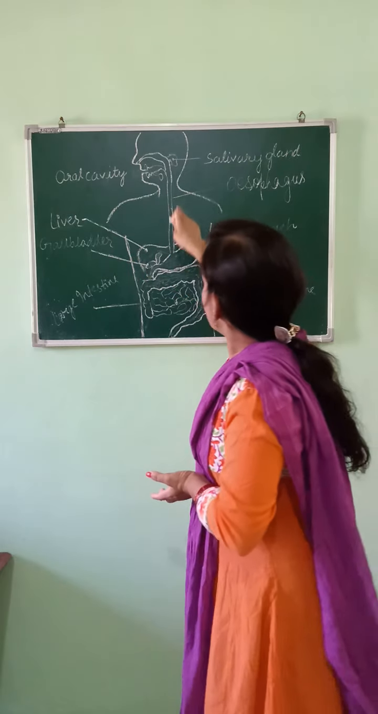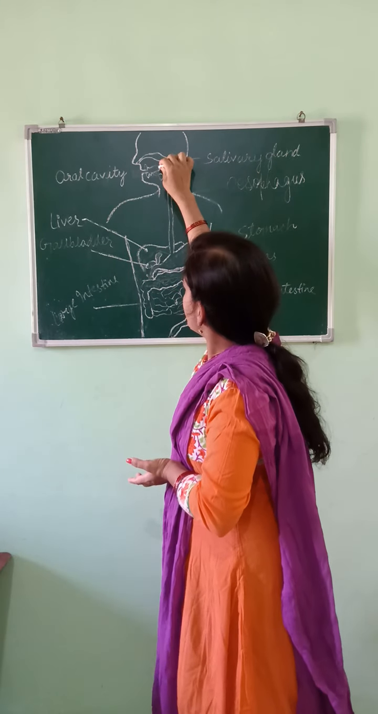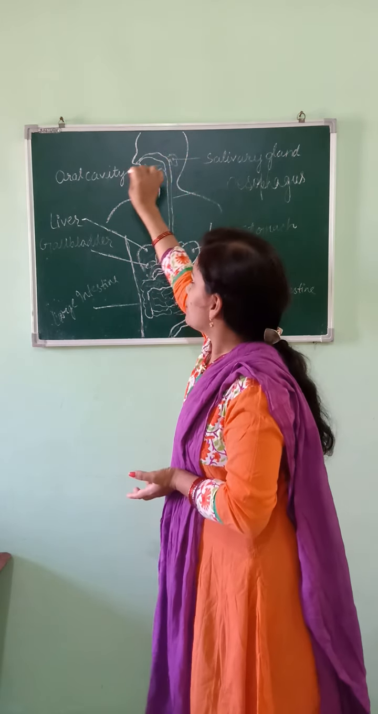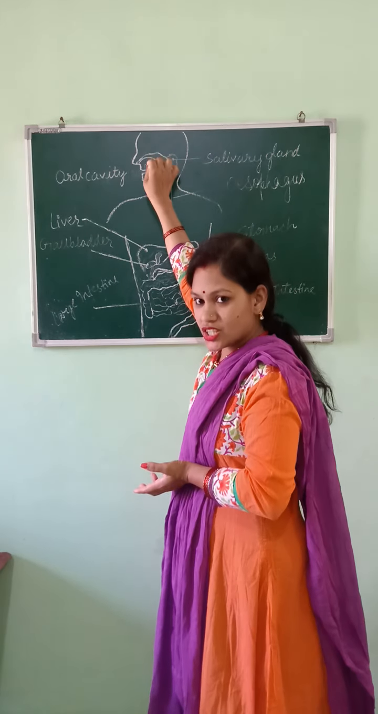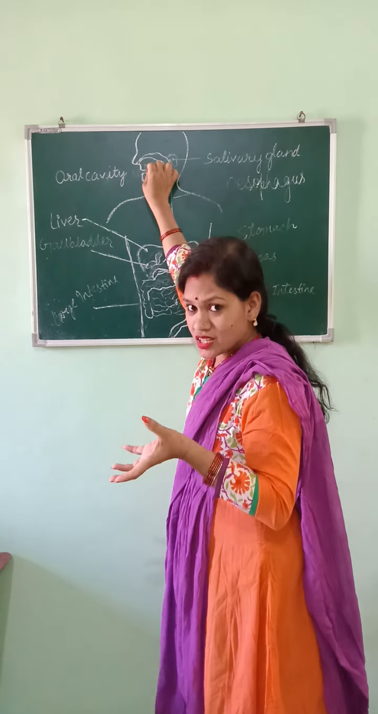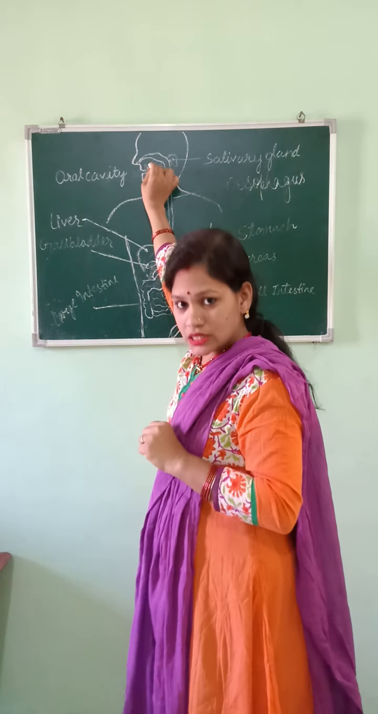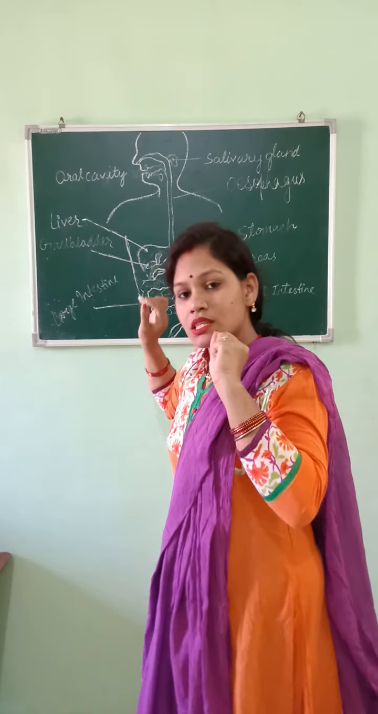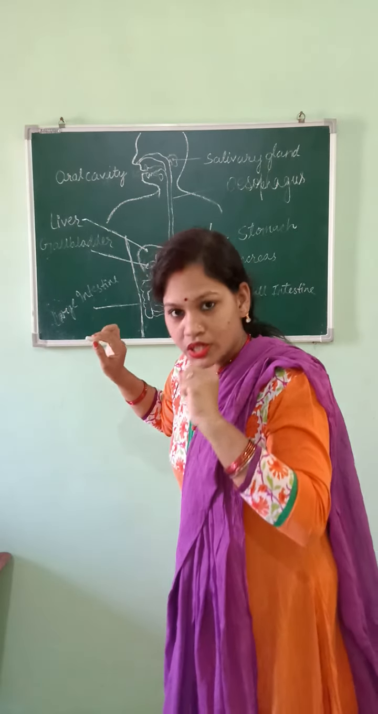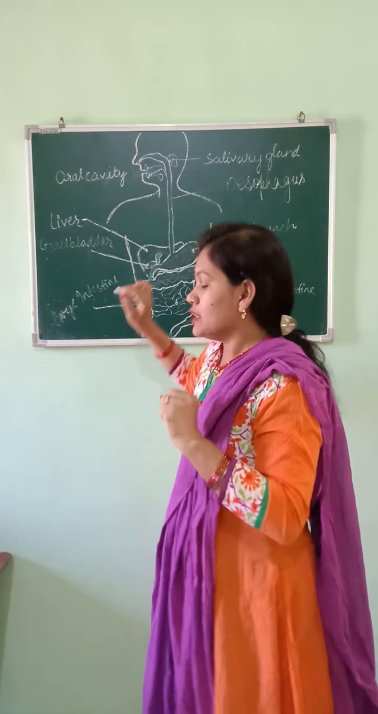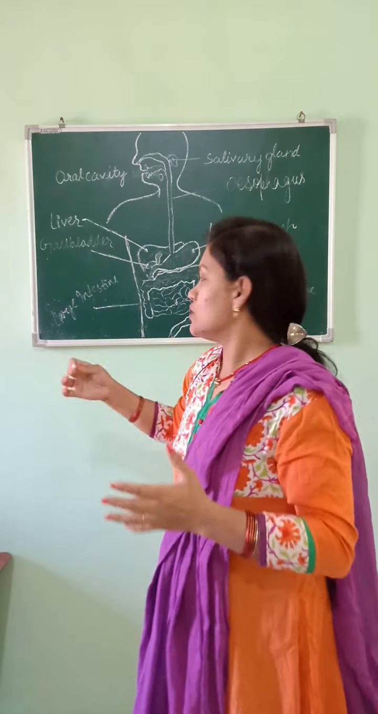So when the food comes into our mouth, in the oral cavity, that is the buccal cavity, digestion occurs here. What type of digestion occurs here? We have teeth here. What do the teeth do? They break the food into small particles. Okay. I will be discussing it later also.